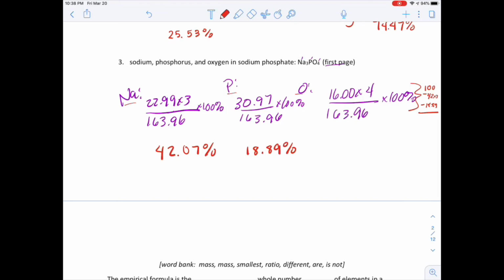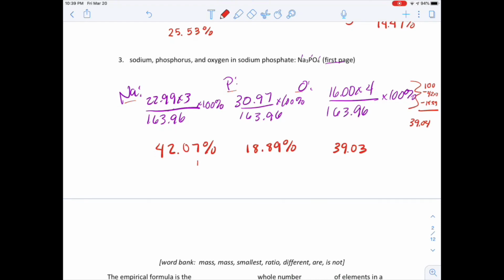Or we can just put the numbers in, I don't know which way you want to do it. 16 times 4 divided by 163.96 times 100. And I get 39.03. This is one of those ones where it's a little slightly off. It's not quite adding up. I'm going to see what I get when I do 100 minus 42.07 minus 18.89. And so this one gives me 39.04 because we subtracted it from 100.